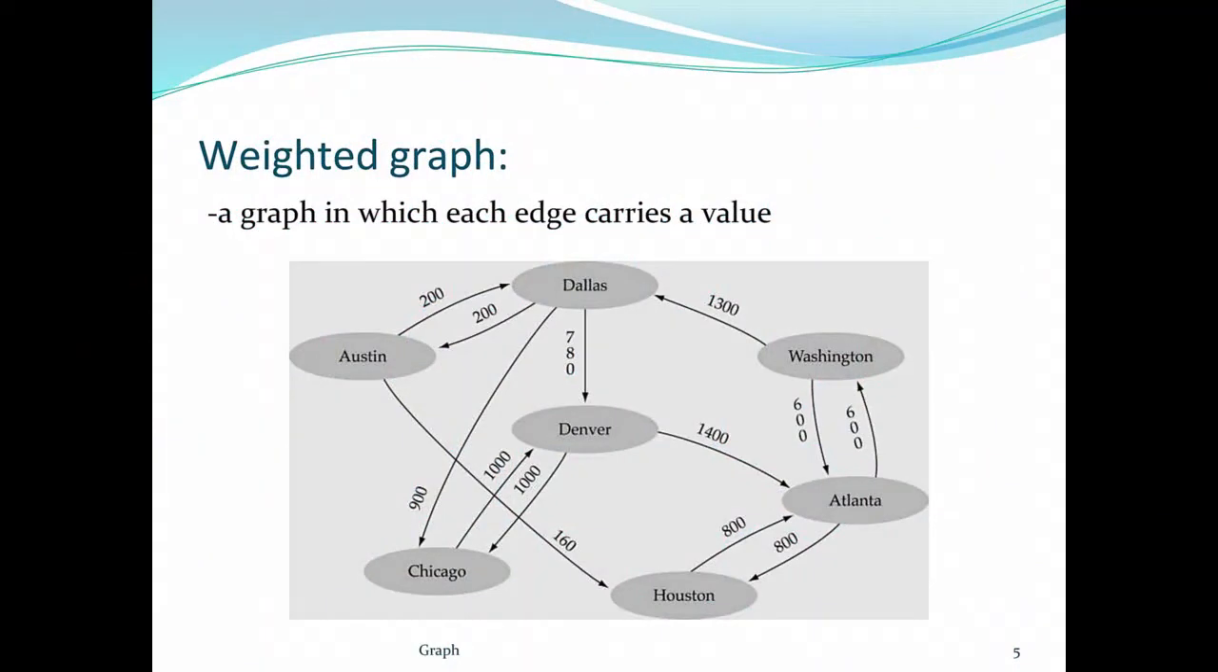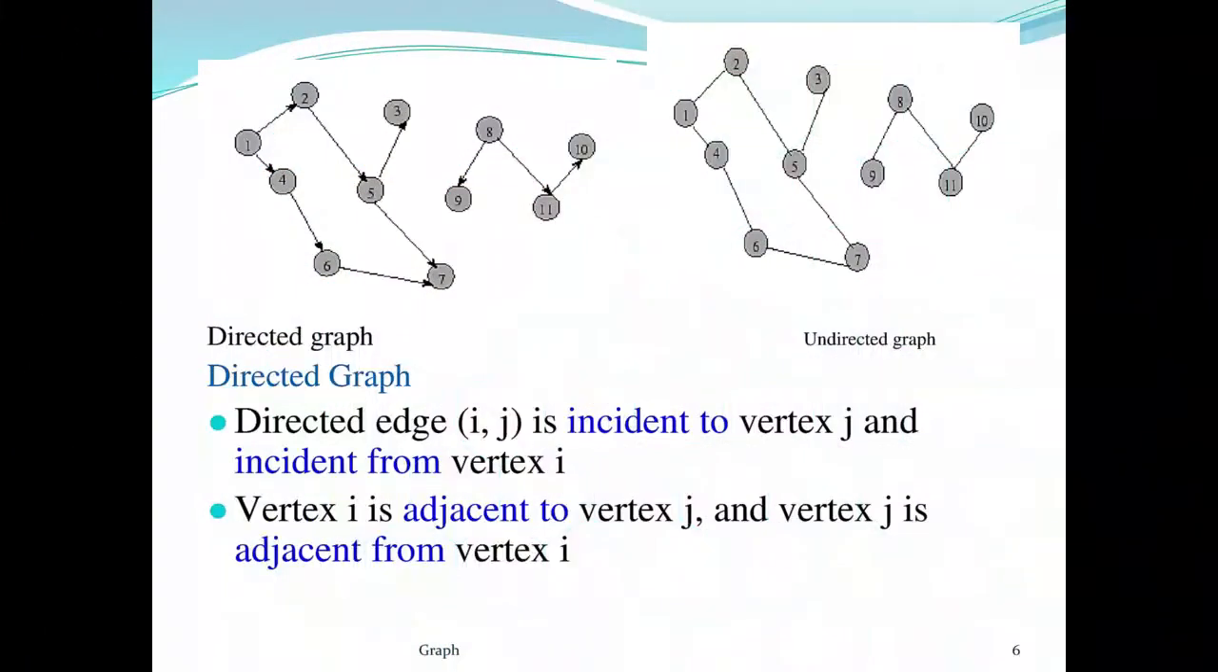A weighted graph is a graph in which each edge carries a value. As you can see in the below image, different cities have different values. In a directed graph, a directed edge (I, J) is incident to vertex J and incident from vertex I. Vertex I is adjacent to vertex J, and vertex J is adjacent from vertex I.